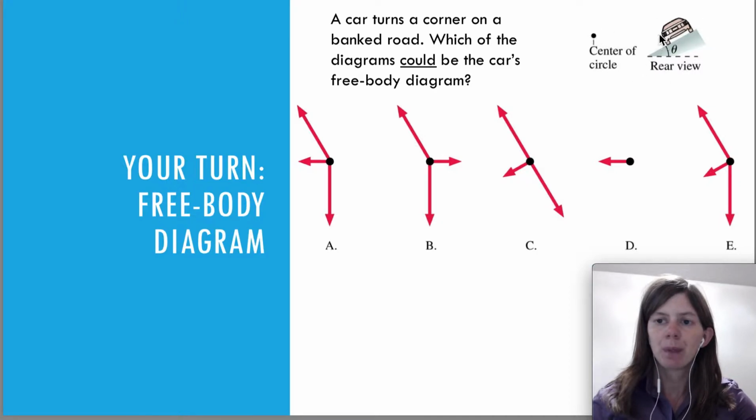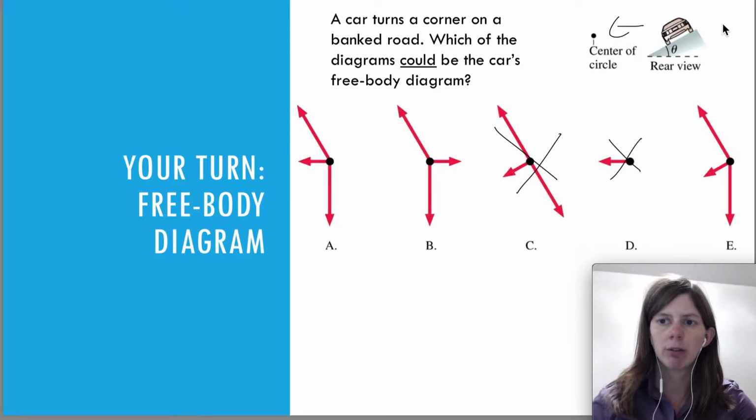So if we're on the surface here, we know there's a normal force on the car, so we can eliminate choice D. And we know that the weight always goes straight down, so we can eliminate choice C. So now we have three more choices. Well, A and B have some kind of horizontal force either to the left or to the right.